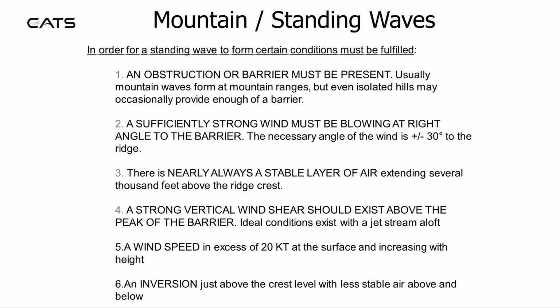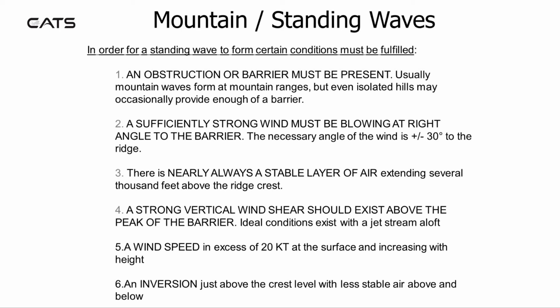Mountain standing waves. In order for a standing wave to form, certain conditions must be fulfilled. An obstruction or barrier must be present. Usually mountain waves form at mountain ranges, but even isolated hills may occasionally provide enough of a barrier. A sufficiently strong wind must be blowing at right angles to the barrier. The necessary angle of the wind is plus or minus 30 degrees to the ridge.